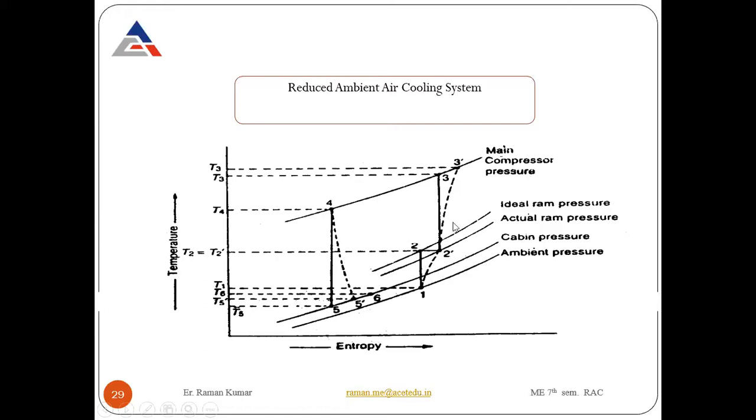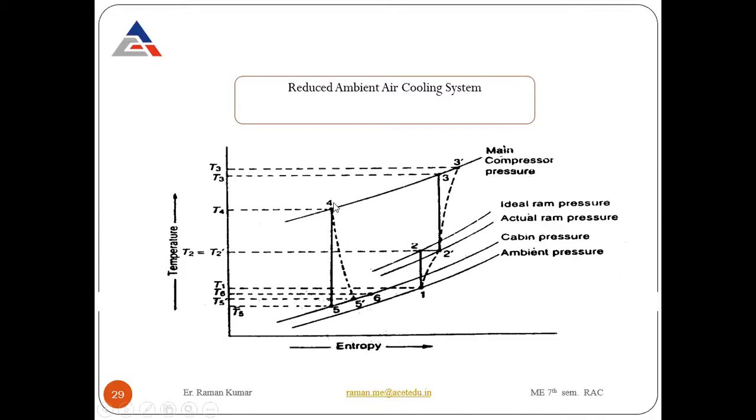After this, it will pass to the heat exchanger. It will pass to the compressor, where both pressure and temperature will get increased. Then it will pass through the first heat exchanger, which is cooled with the help of the cooling turbine. So 3 dash to 4, the temperature is reduced in the heat exchanger. After the heat exchanger, it will pass through the cooling turbine from 4 to 5.